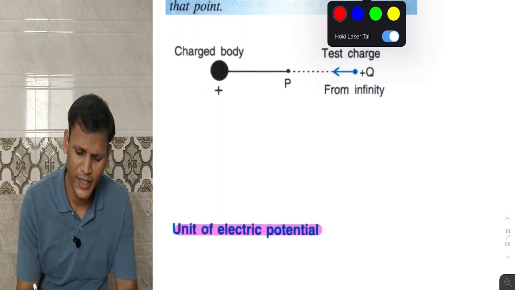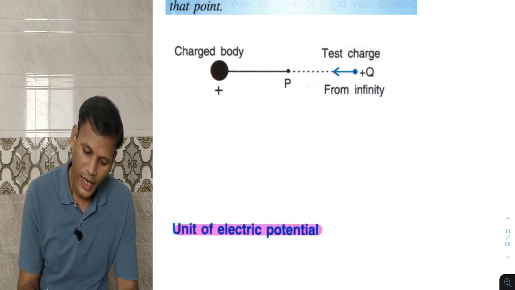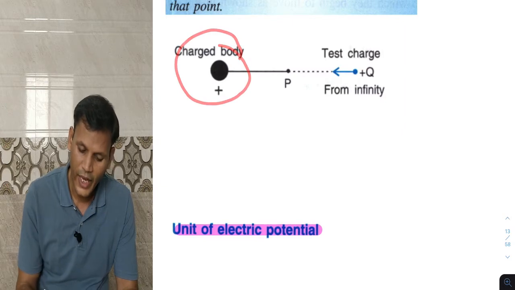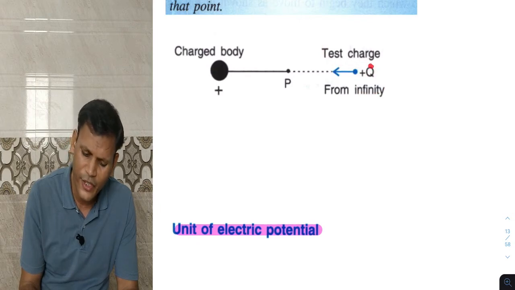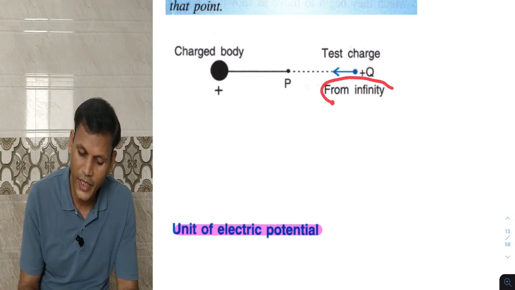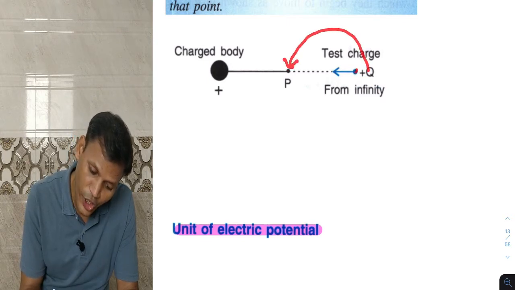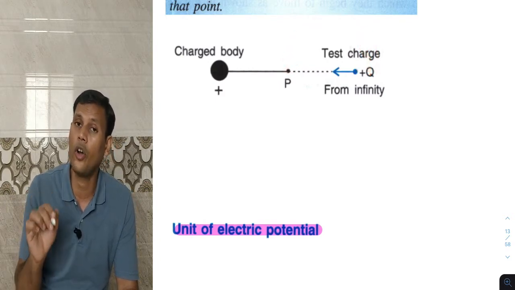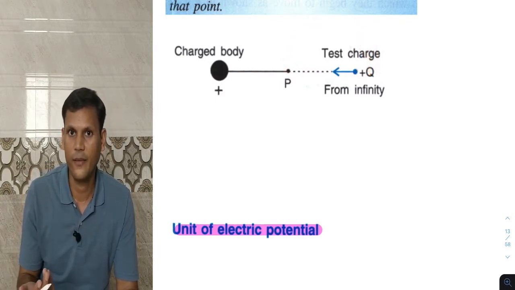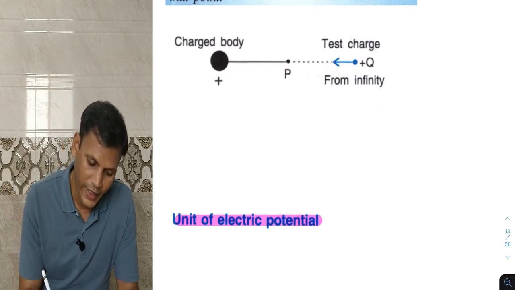We can understand it with this diagram also. Here is a charged body, and this is a positive test charge plus Q, situated at infinity. We are bringing this charge from infinity to a fixed point P. Then we definitely have to do some work to bring this charge from here to here. So that is called electric potential.